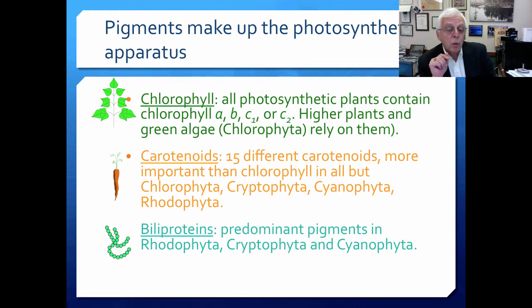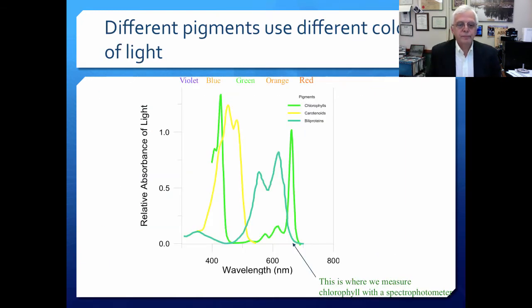Next, another really important kind of photosynthetic pigment would be the biliproteins, and sometimes we call these cyanoproteins or cyanopigments, and these are predominant pigments in the rhodophytes, cryptophytes, and in the very important cyanobacteria.